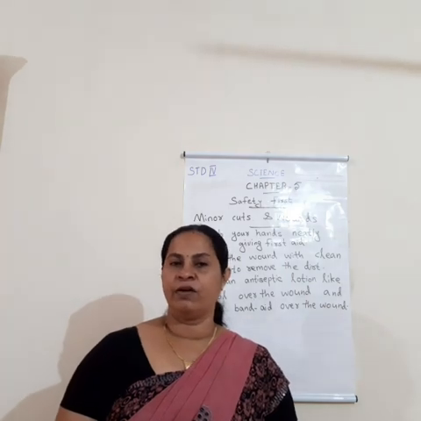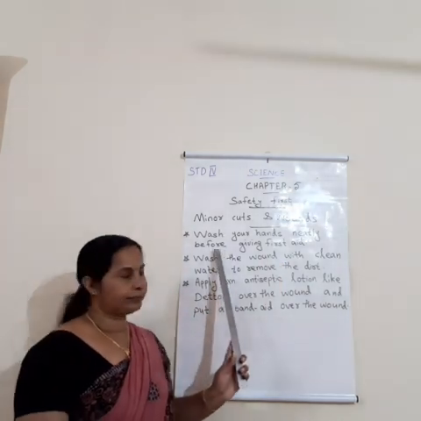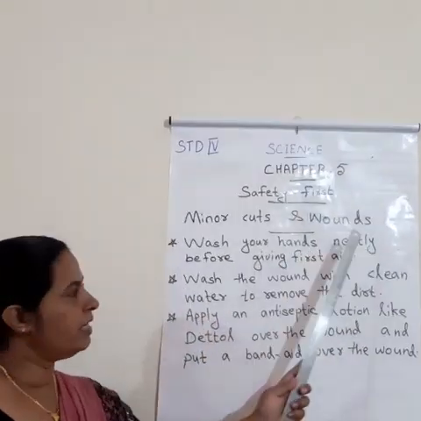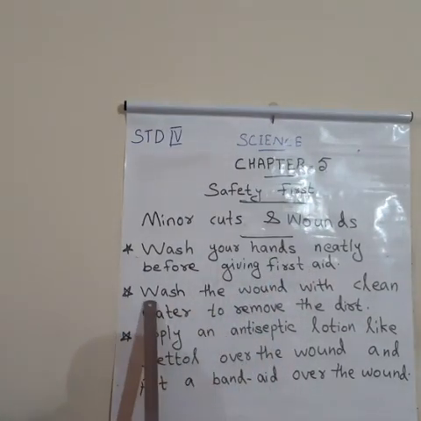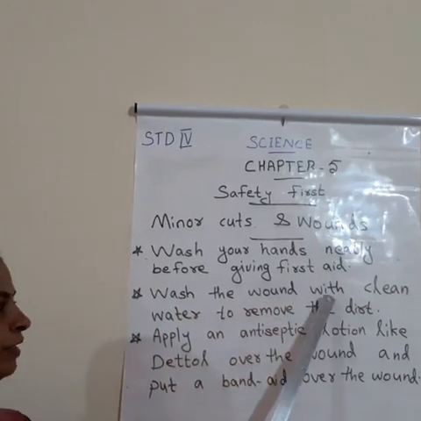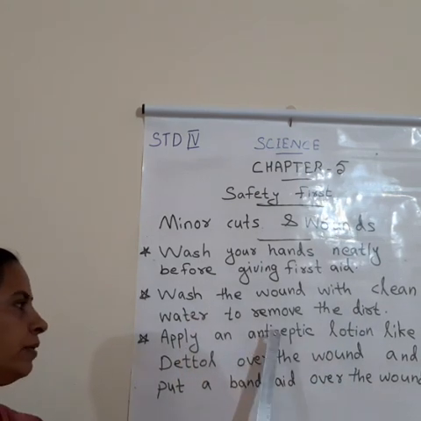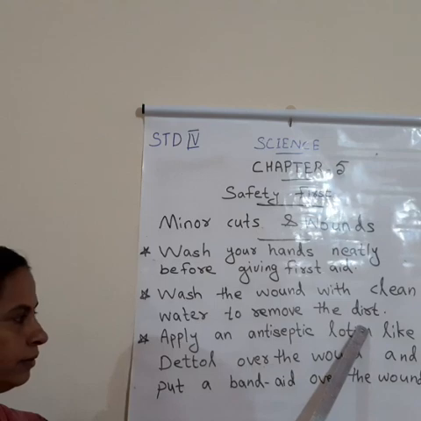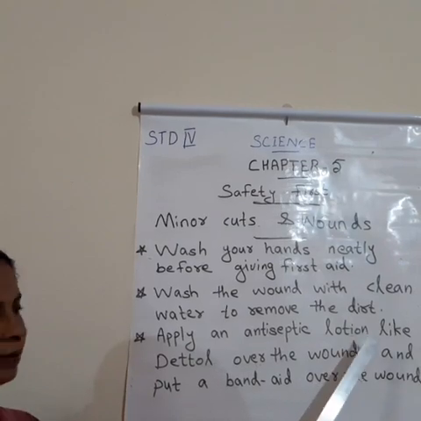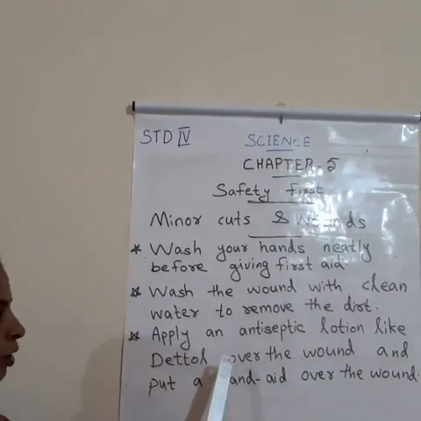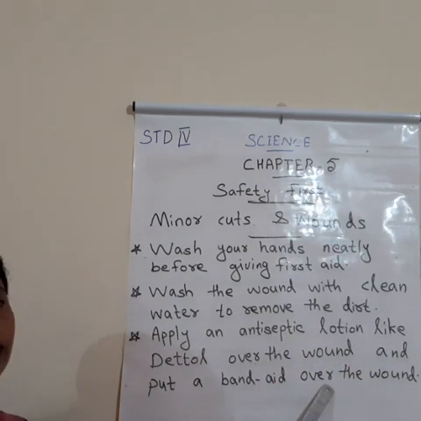So the first aid given for minor cuts and wounds are: first, wash your hands neatly before giving first aid. Then second, wash the wound with clean water to remove the dirt. Then third, apply an antiseptic lotion like Dettol over the wound and put a band-aid over the wound.